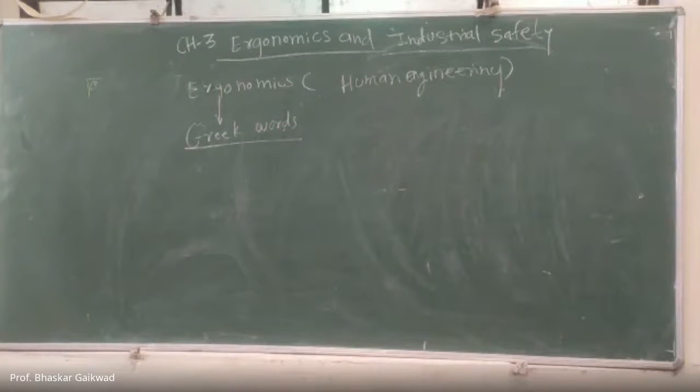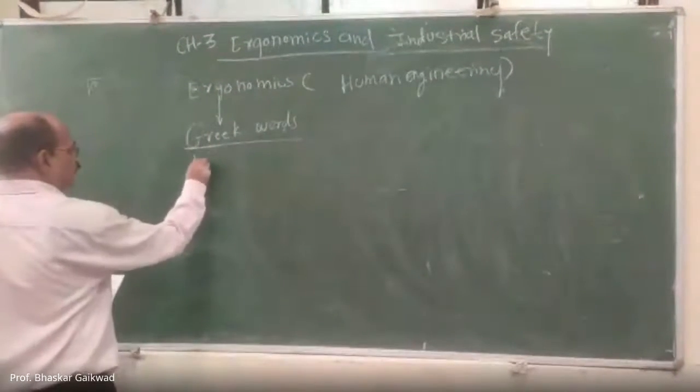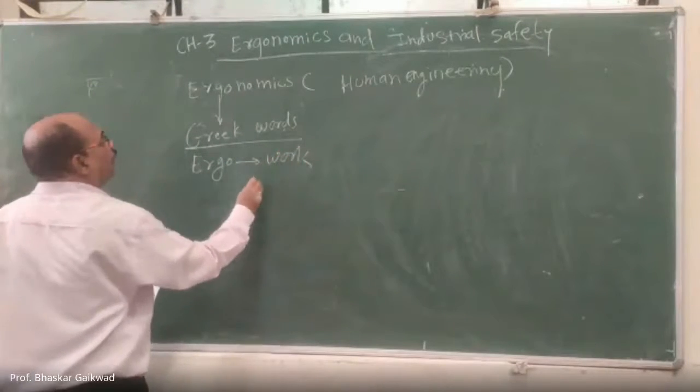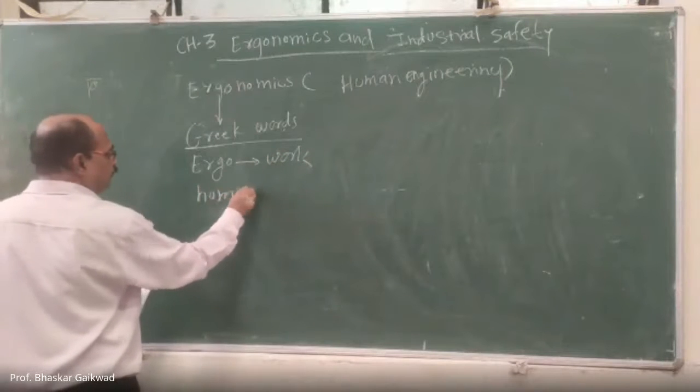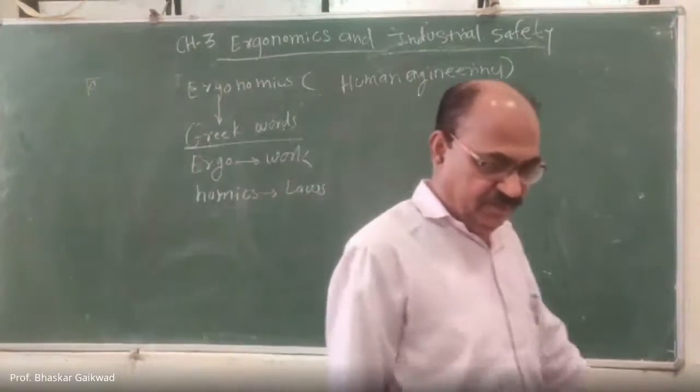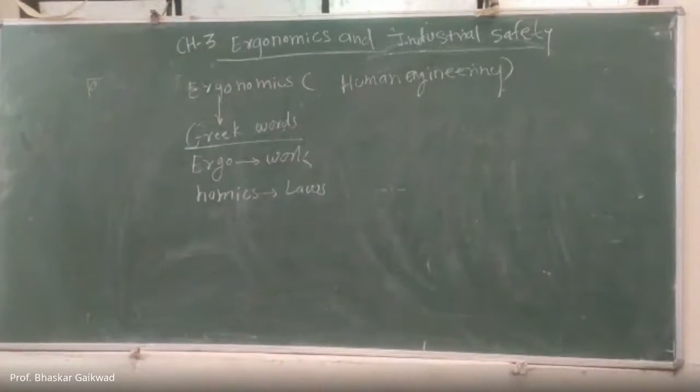It is a combination of two words. Ergo means work, and nomics means laws. Ergo stands for work, and nomics stands for laws. Work laws means while doing any work, there should be laws as per the requirements of human beings.